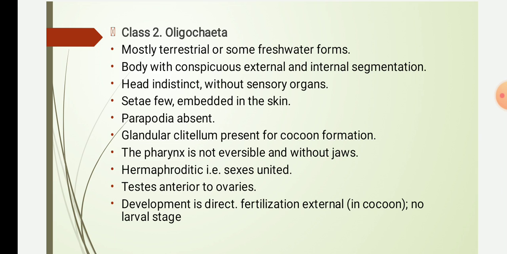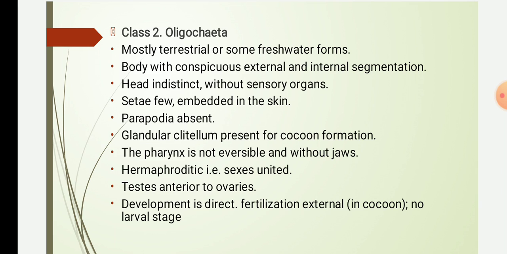This class Oligochaeta shows cocoon formation. Cocoon formation in annelids is a proteinaceous cocoon in which eggs are deposited. So this glandular clitellum, what is clitellum? I have already told you that clitellum is a thick, glandular, non-segmented section of the body wall that is placed near the head, and it is mostly found in earthworms and leeches. Then the pharynx is not eversible and without jaw. Not eversible means they cannot move in and out.